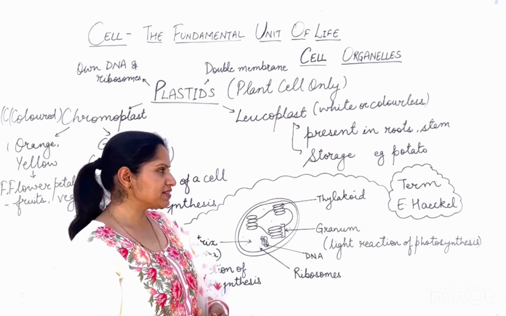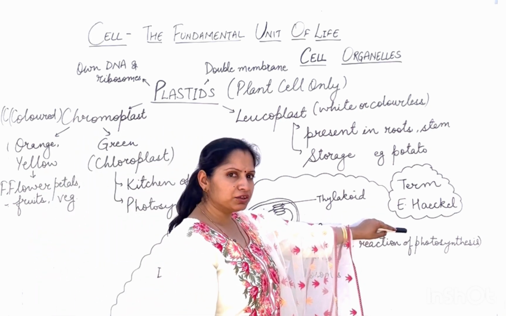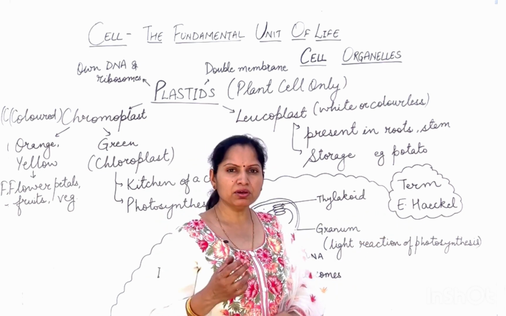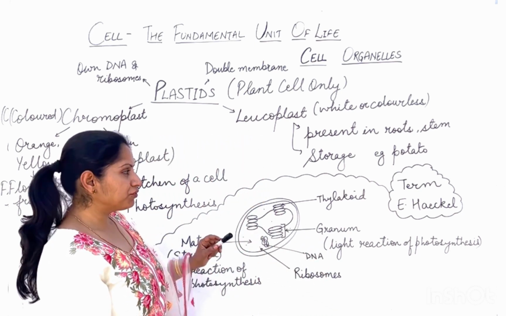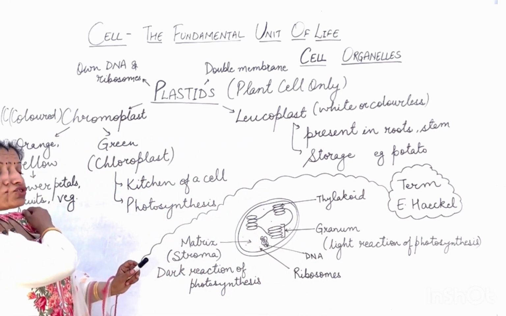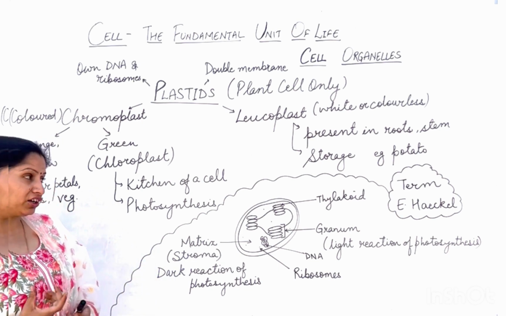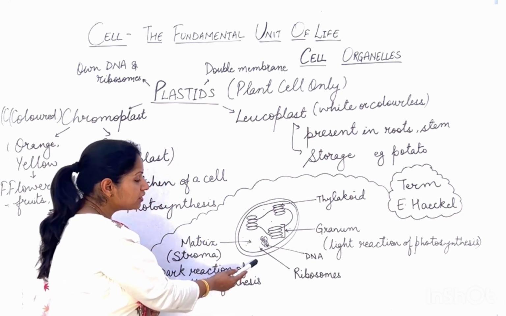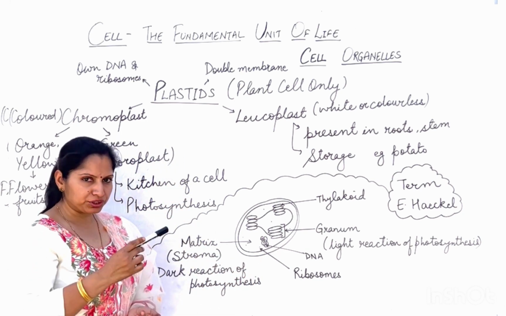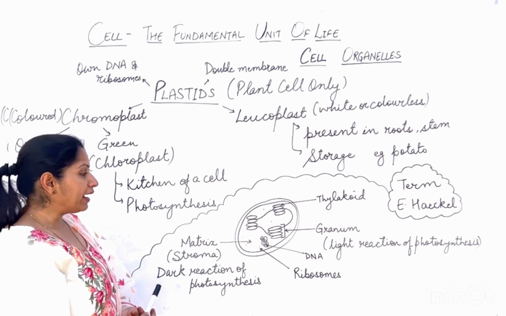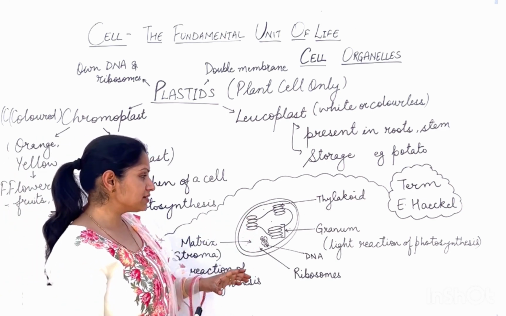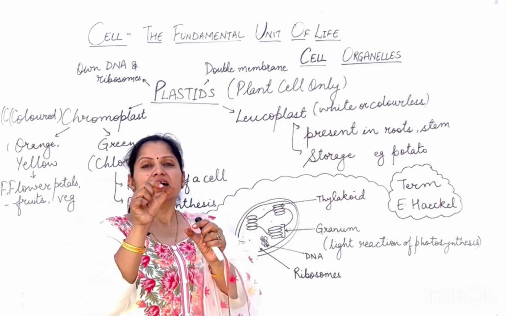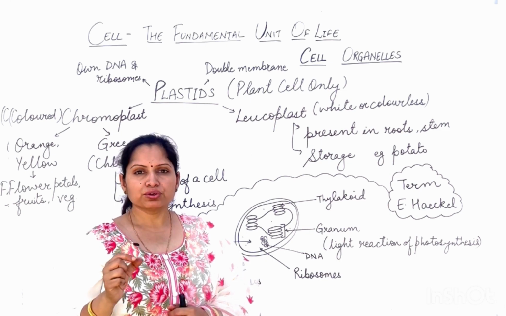Now talking about something extra that's not given in the NCERT book. First, the term plastids was given by Ernest Haeckel. E. Haeckel, or Ernest Haeckel, gave the term plastids. Apart from that, the structure of plastids is really important and interesting also. I told you it's a double membrane bound structure, so you can see the outer membrane and the inner membrane, both are continuous. Inside the plastids, there is a structure like a stack of coins. Stack of coins means coins placed one above the other.